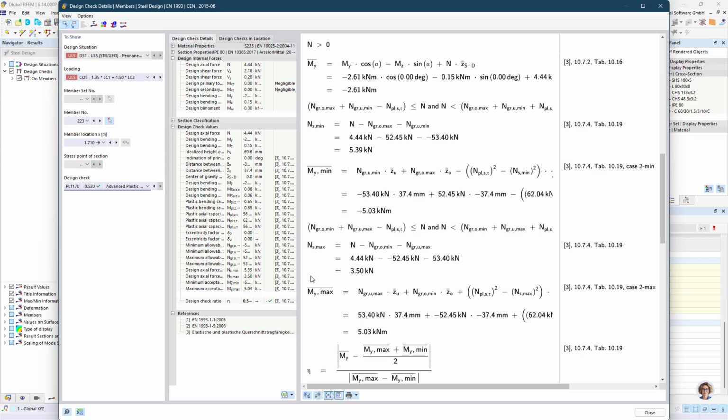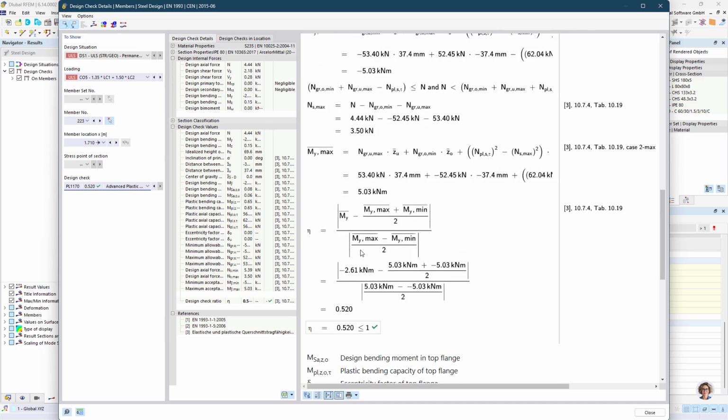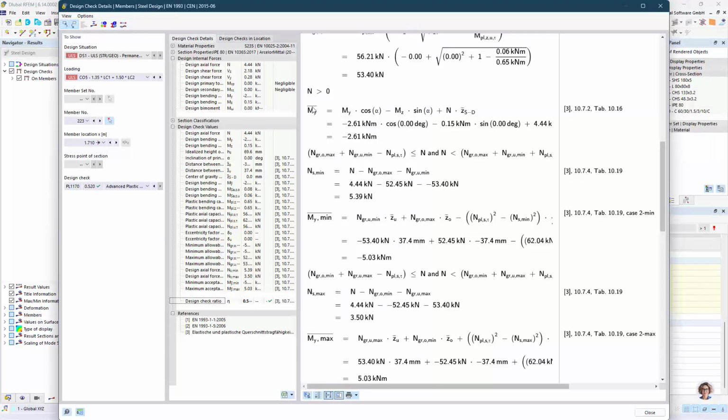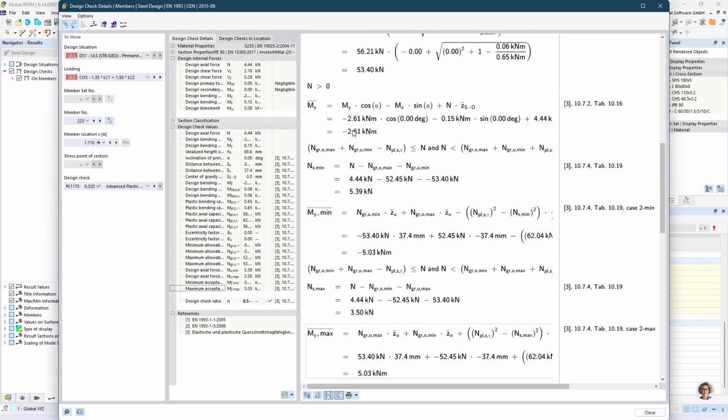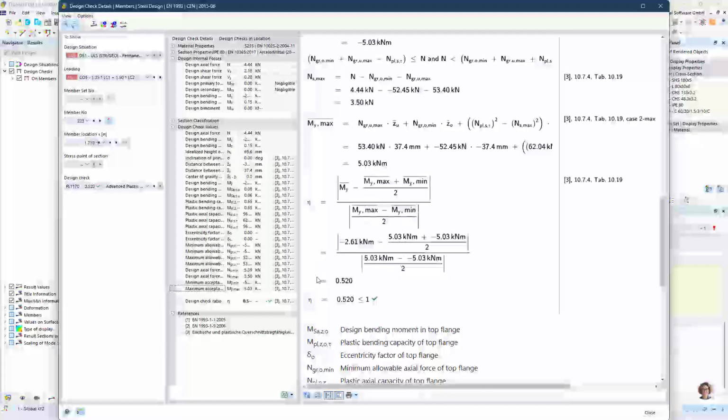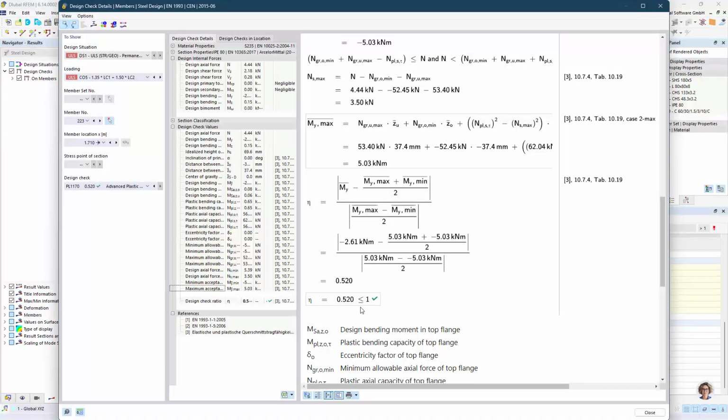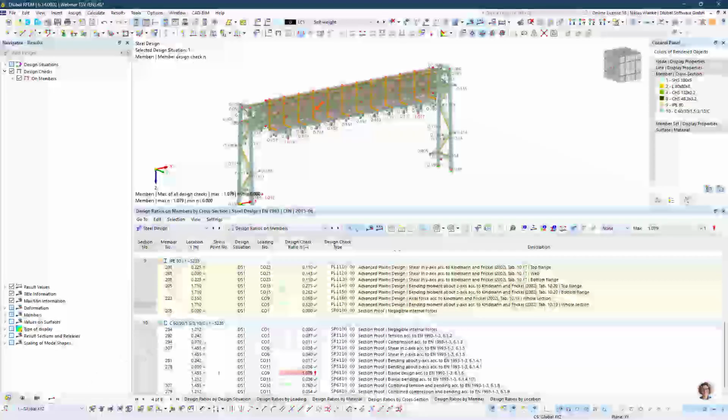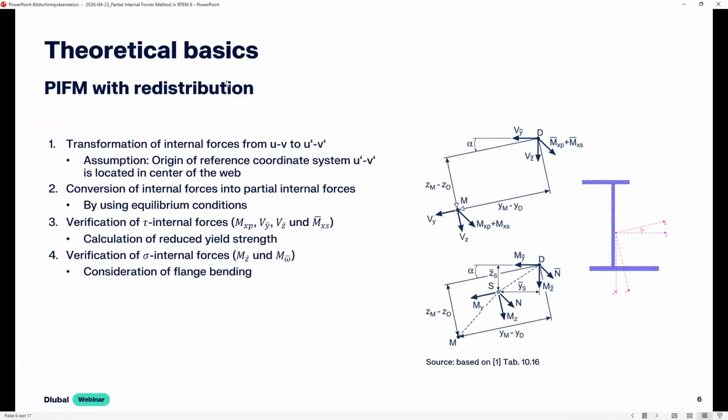limits here. And that's basically what is done in this last design check. So our bending moment is minus 2.6 kilonewton meters, and our minimum allowable bending moment is minus 5, and the maximum one is plus 5. So we are definitely located between these limits. So our final design check is fulfilled with 52% utilization. And that's basically it. That's exactly what I tried to describe before with these 5 steps here.